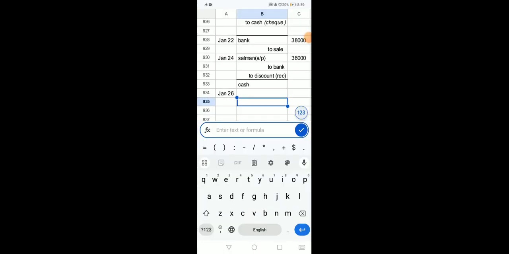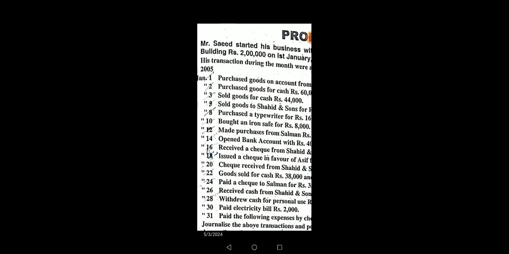Shahid was the person from whom the amount was receivable. He was an account receivable. He was our asset. After receiving cash from him, he is no more our asset, no more account receivable. Assets are decreasing. Decrease in asset should be mentioned on the credit side. So you will mention the name of Shahid on the credit side. Okay, now see how much amount we have received from Shahid.